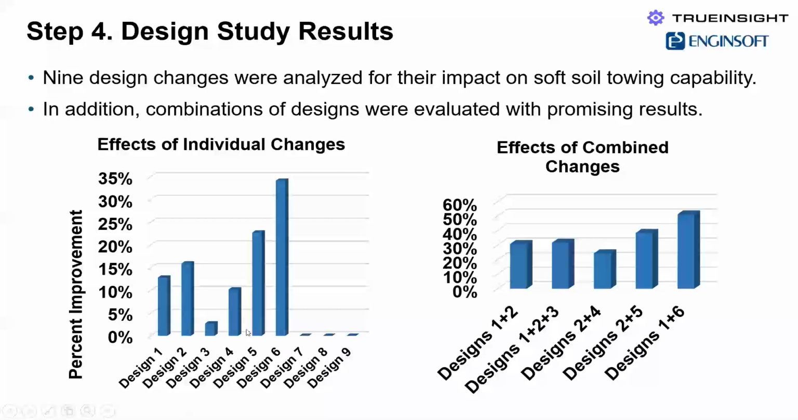Then we took the most promising design changes and tried combining them together to see what kind of improvement we could achieve. And you see here that with designs 1 and 6 put together, we had close to a 50% improvement in towing capacity. So that was very useful information to our client.